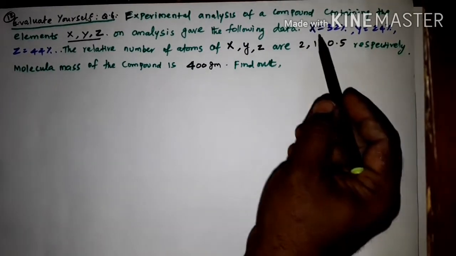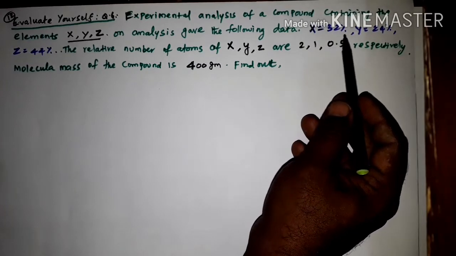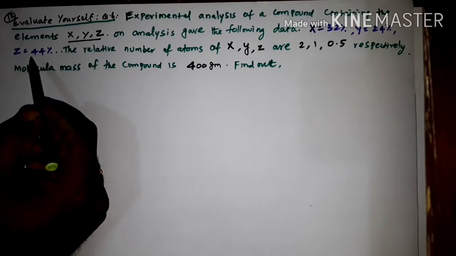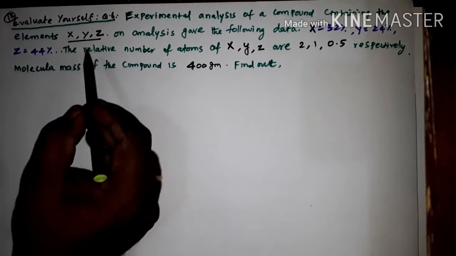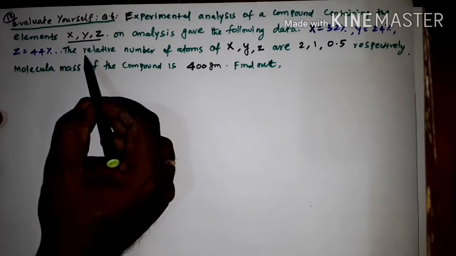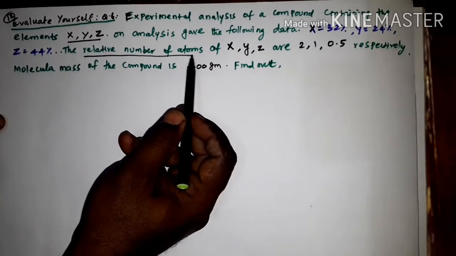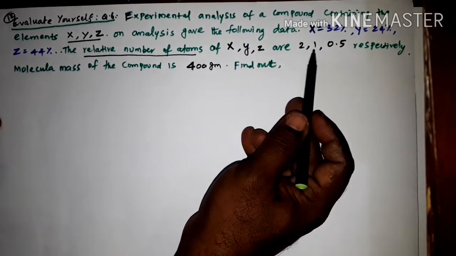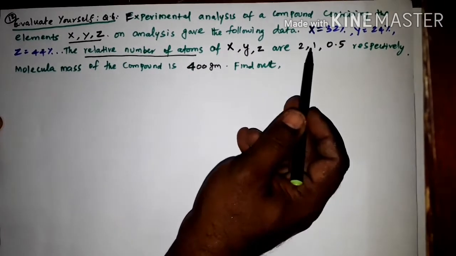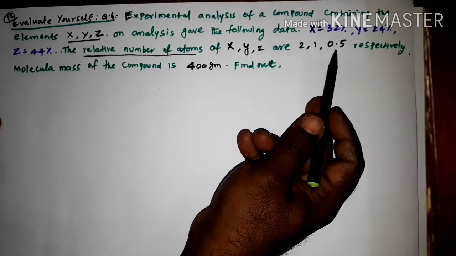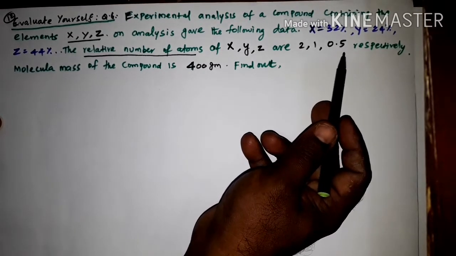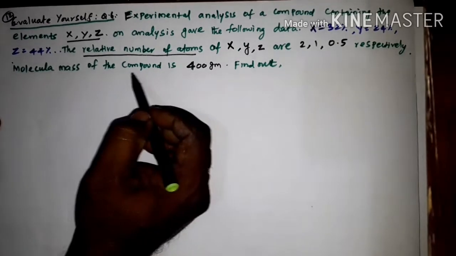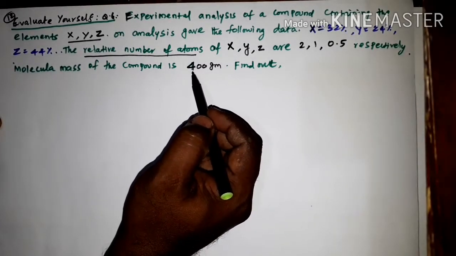So what are the data? X is 32 percentage, Y is 24 percentage, and Z is 44 percentage. The relative number of atoms of X, Y, Z are 2, 1, and 0.5 respectively. The molecular mass of the compound is 400 gram.